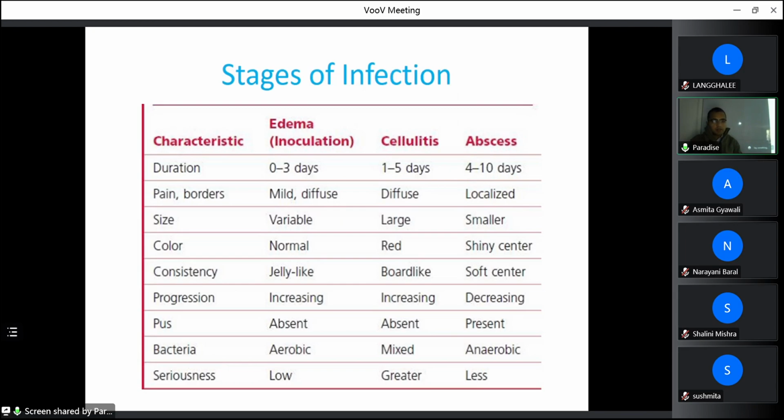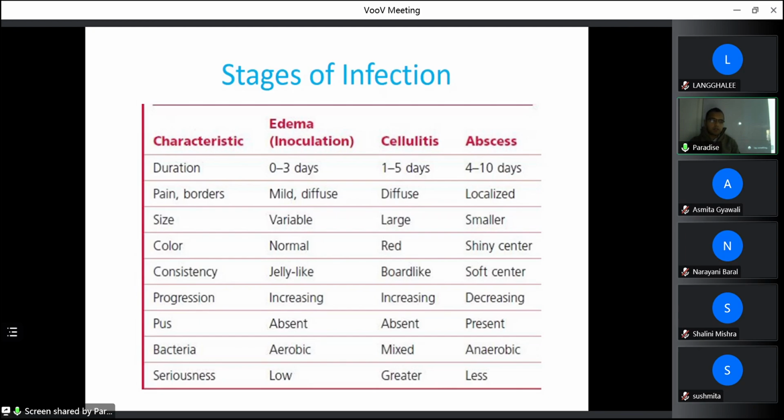Now, if you see the stages of infection, any infection proceeds through these 3 stages. The initial stage is known as edema stage or inoculation stage, followed by cellulitis stage, and the last one is abscess. Finally, it will form pus and it is known as abscess. The duration of the inoculation stage varies from 0 to 3 days. Cellulitis stage varies from 1 to 5 days. And abscess formation takes around 4 to 10 days.